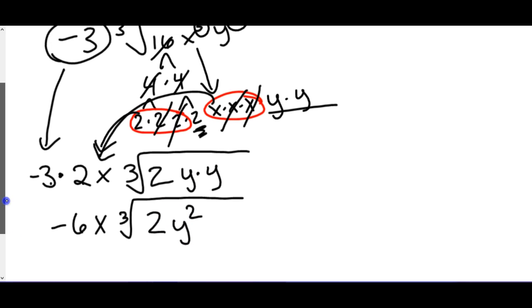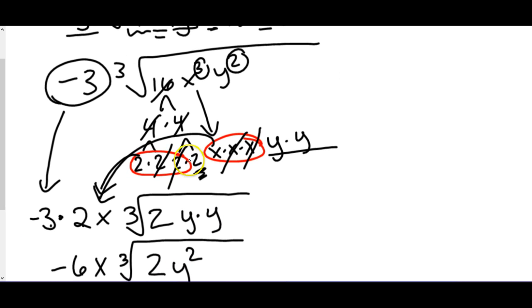Now I can't quite remember if I said specifically that the reason we're looking for groups of 3 this time is because it was the cube root. It had the little 3. If it was the square root, we'd look for groups of 2 again. So cube root, we look for groups of 3. Square root, we look for groups of 2.